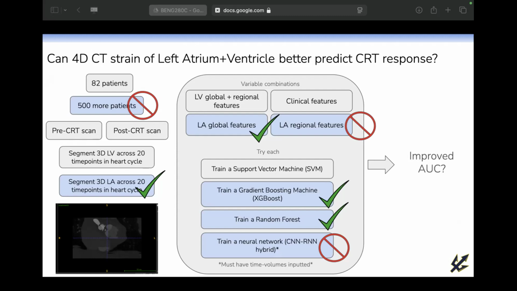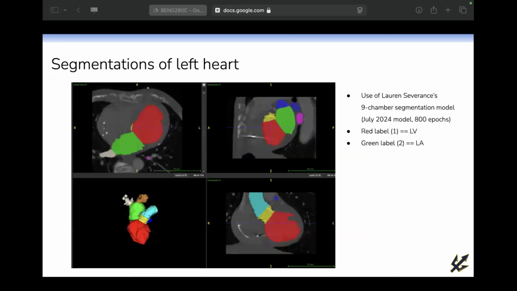And before I go over the AUCs, I'll explain my methodology in a bit more detail, just in case y'all have any questions. But my first step was segmenting using the segmentation model. So with the help of one of my lab mates, Amanda Crane, we were able to adapt this heart segmentation model that was developed by Lauren Severance, one of Dr.